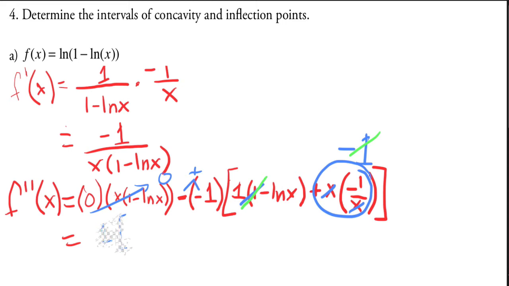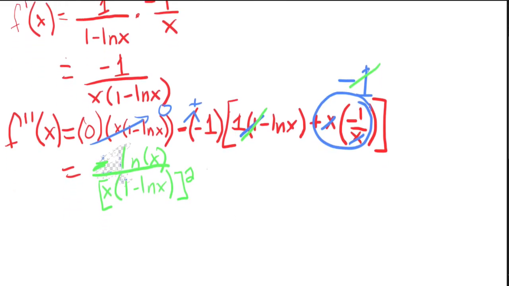Oh my gosh. You see the checkerboard. Oh well, I don't care. So we have minus ln of x, and I forgot, all this is over the denominator squared. So all over x times 1 minus ln of x, and that whole thing squared. Okay, so that's good. So that's my second derivative.